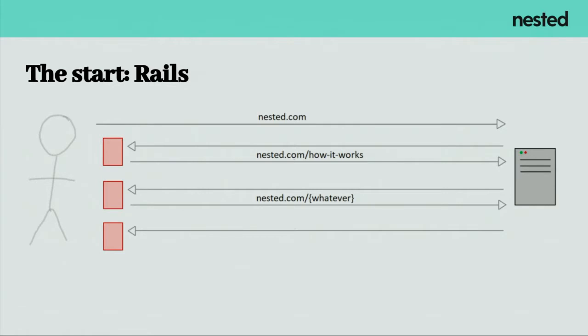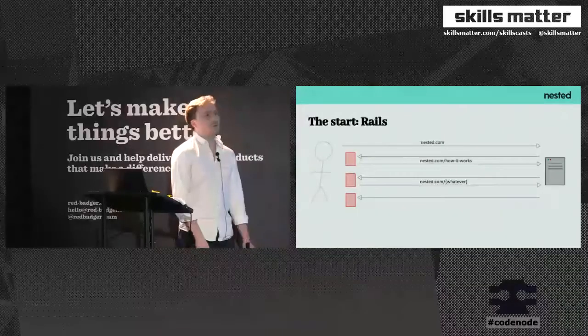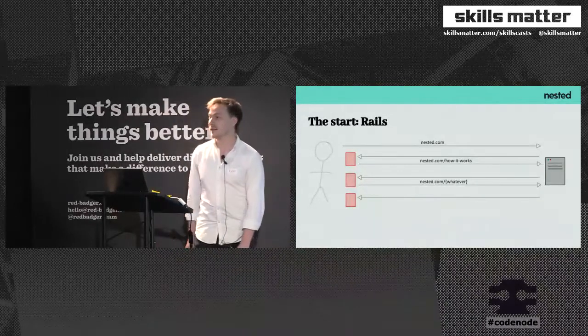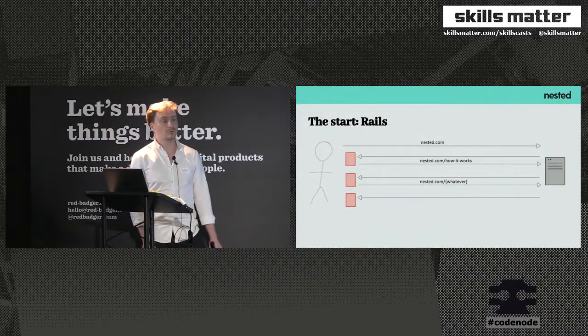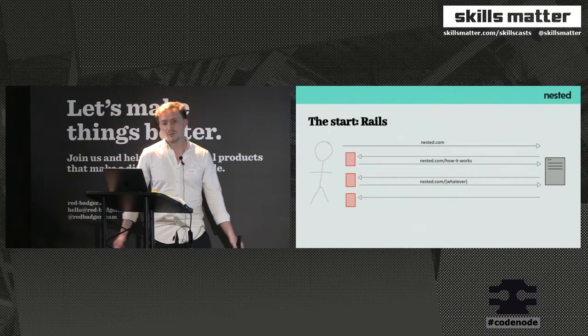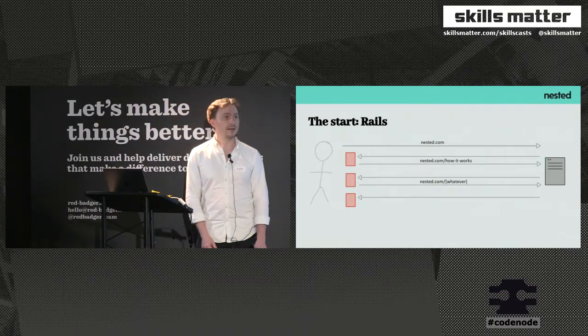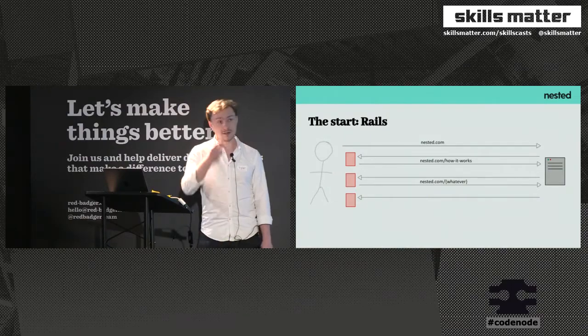The idea here is pretty simple. You would request a page from Nested.com. The server will respond with some HTML, which is in red here. The user would then click another link, maybe a How It Works link. And then, again, the server would respond with another page. This request-response cycle is going to happen for just about every interaction the user has. It doesn't feel extremely fluid. It will trigger a full-page refresh every time you do anything. And generally, we're trying to move away from that.